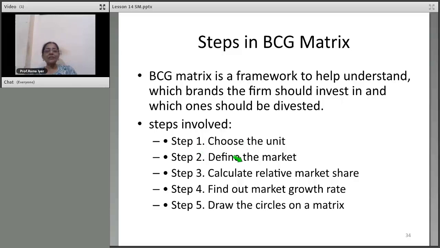Then you have to calculate the relative market share in that market. And then what you will do? Find out the market growth rate. So relative market share, how do you define it? Your firm's market share divided by the largest competitor's market share, or overall market share. Find out the market growth rate. Industry growth rate can be found in industry reports, no? So market growth rate is measured in percentage terms. Okay? Then draw the circles on a matrix. After calculating everything, find out where your brand lies.